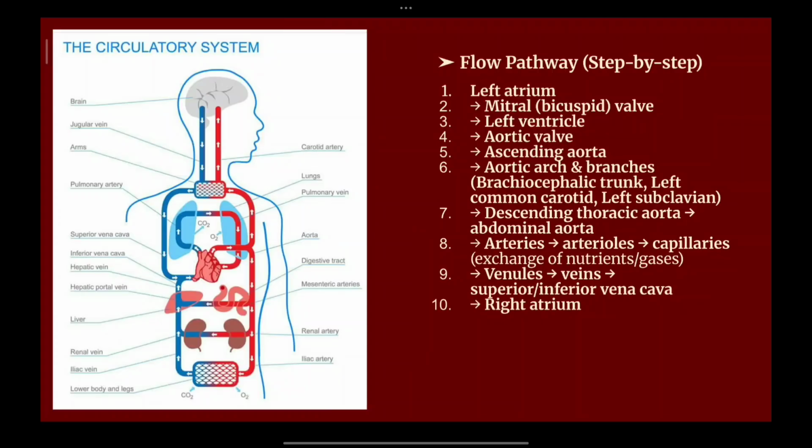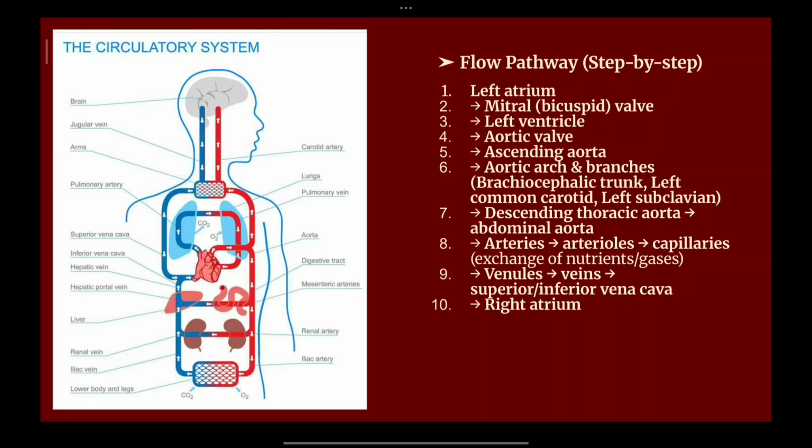Now the flow path here is from the left atrium. From the left atrium, the left ventricle receives the blood through the mitral valve, which is the bicuspid valve. So left atrium to mitral valve, from mitral valve into the left ventricle, and from the left ventricle it is pushed and pumped out through the aortic valve. The aortic valve, wherein the oxygenated blood is being pumped out, leads to the ascending aorta.